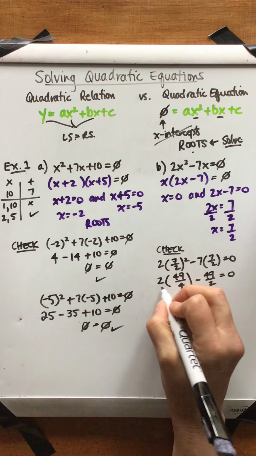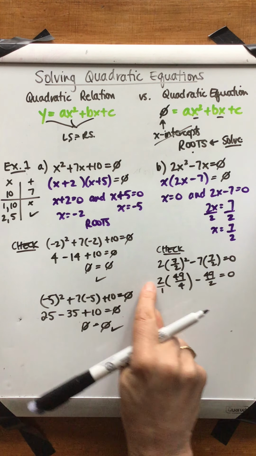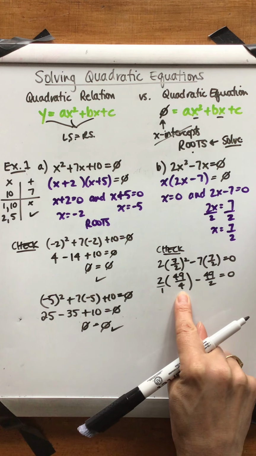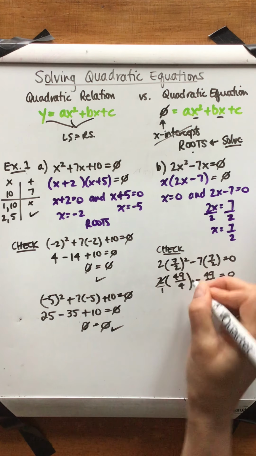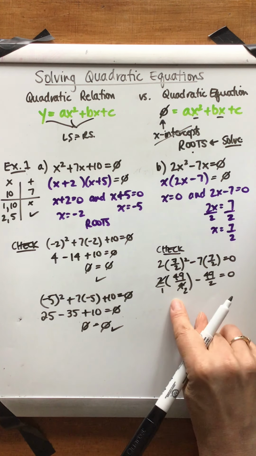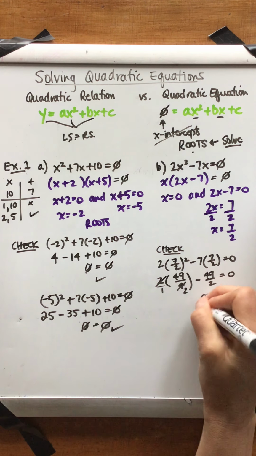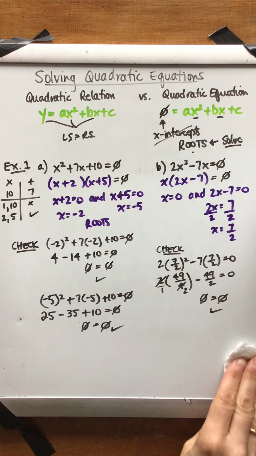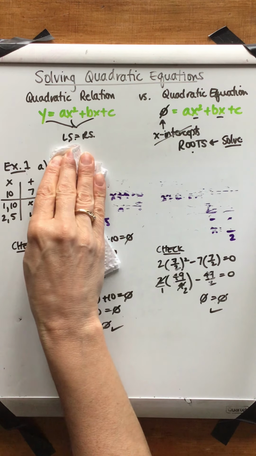Here, I can recognize that I have a factor of 2 on the top, and 4 is 2 times 2 on the bottom. If I take out a factor of 2 on the top and a factor of 2 on the bottom, I'll get 49 halves. And so 49 halves minus 49 halves is 0 equals 0. So again, this root works out quite nicely. Let's do one more example using factoring to try and find the roots.